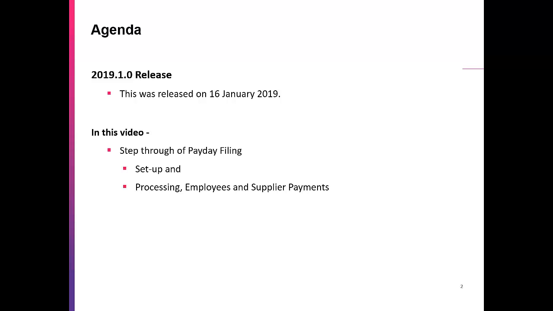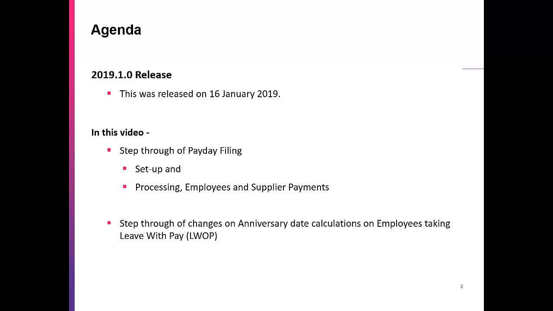What am I going to be covering today? First of all, the changes I'm about to go through are only available in the 2019.1.0 release of Greentree, which came out on the 16th of January. In this video, I'm going to step through payday filing, both the setup and the processing, for both employees and supplier payments. I'm also going to step through the changes we've made to anniversary date calculations for employees taking leave without pay and how that affects the anniversary date.